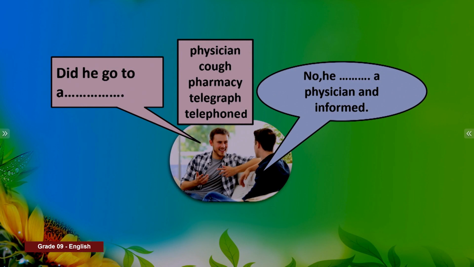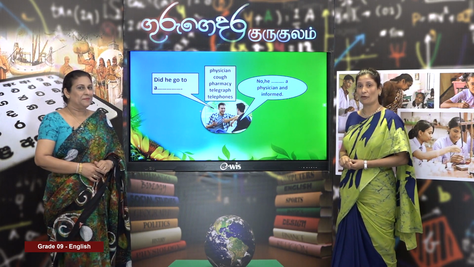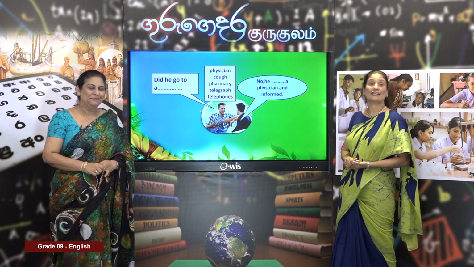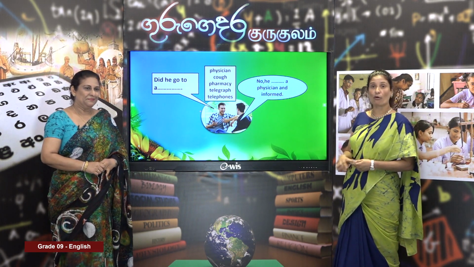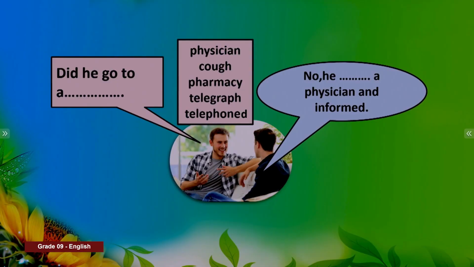Now these days, you can't go to the physicians when you have cough and fever. What would you do? You have to telephone and inform. Yes, you have to make a call. You have to call the doctor and say. So here, call is also not there. What would you do? Telephone. No, he telephoned a physician and informed.